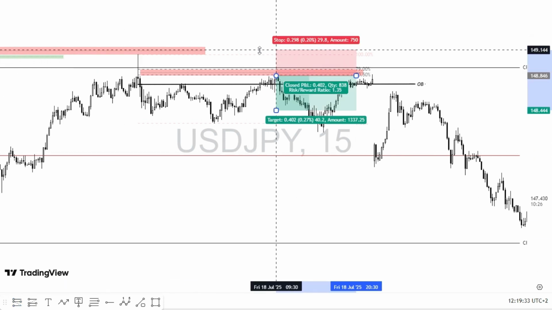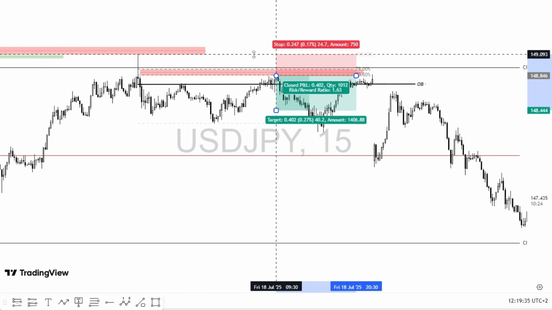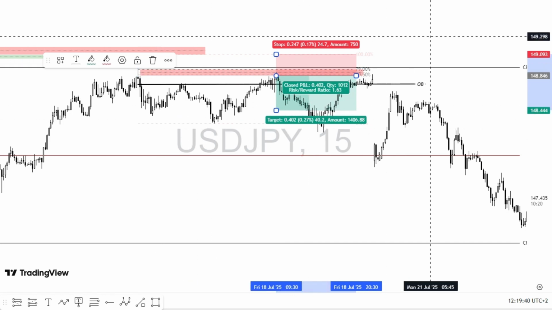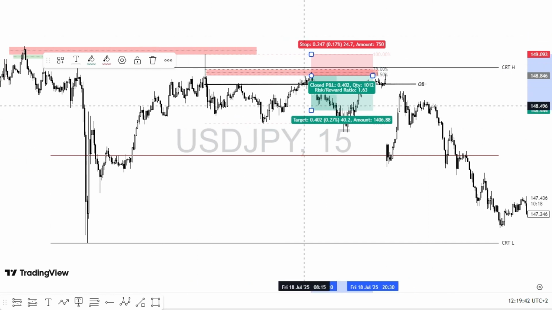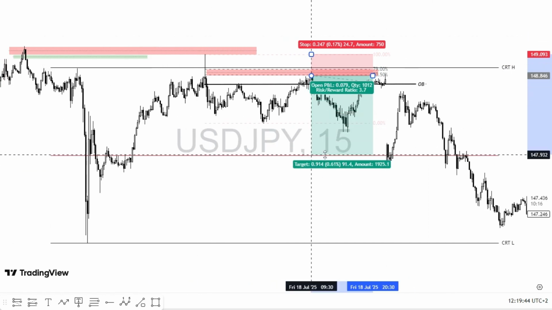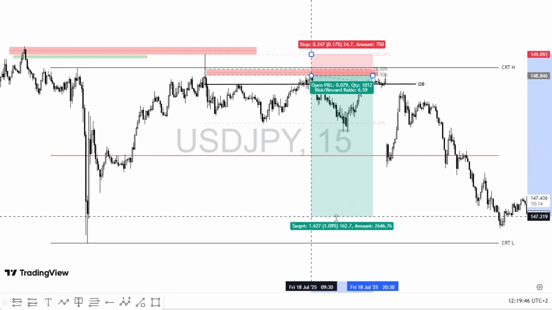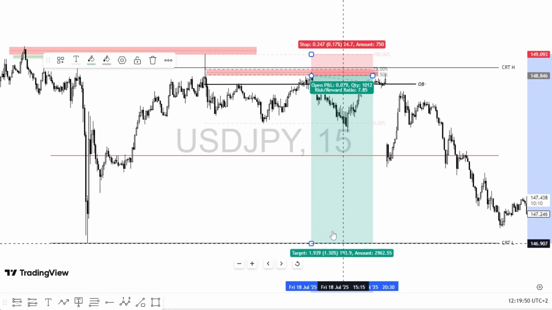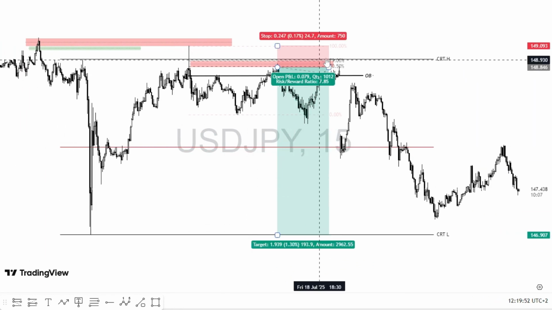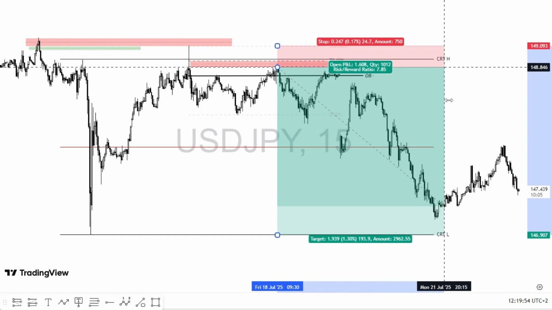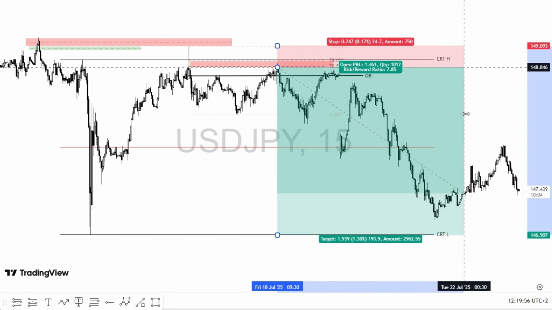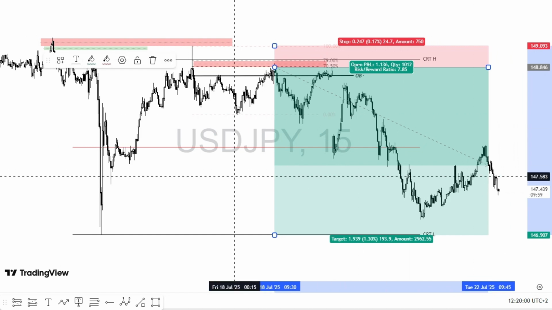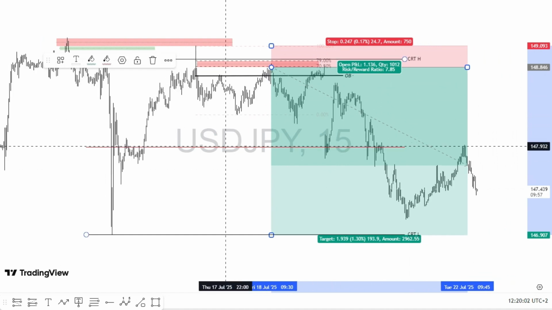Our stop loss is at the high of our golden zone. That's our stop loss, and our take profit one is at the 50%, and take profit two is at the CRT low, guys. Check how the market is moving, guys. Check how it's moving. It's still moving downwards, guys. 1:7 risk reward ratio, guys.